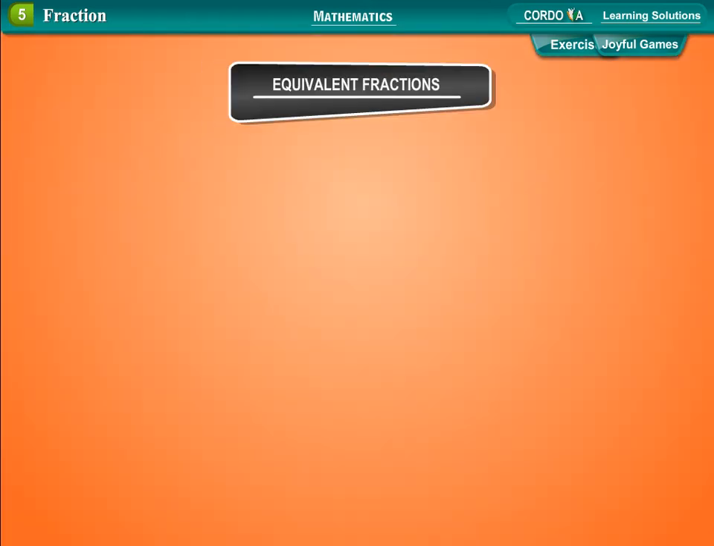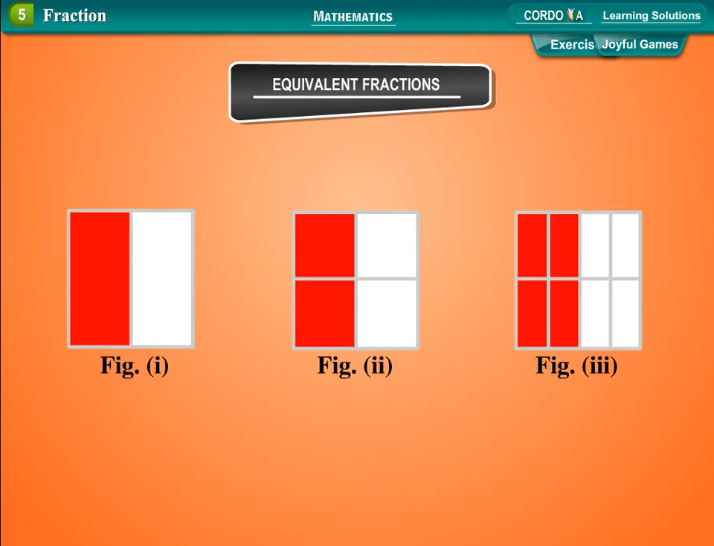Equivalent fractions. Look at the adjoining figures. Figure 1 has been divided into 2 equal parts and shaded part represents 1 upon 2. Figure 2 has been divided into 4 equal parts. Out of 4, 2 parts have been shaded. The shaded parts represent the fraction 2 upon 4. Figure 3 has been divided into 8 equal parts. Out of 8 parts, 4 parts have been shaded. The shaded parts represent the fraction 4 upon 8.